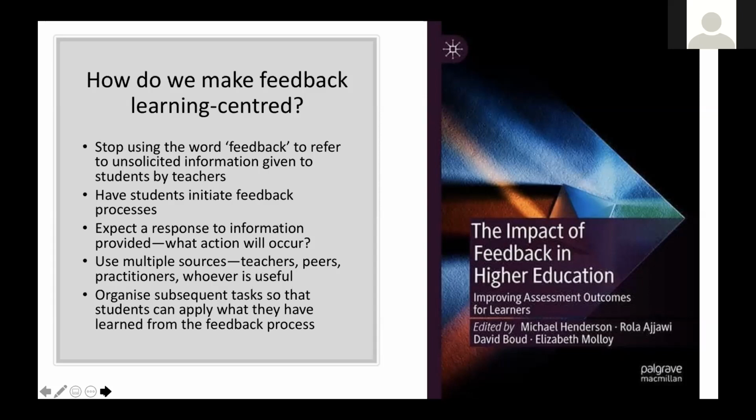We need students to ask us what they would find most helpful. We need to have feedback in a way that students respond to comments that we make, and we sequence work so that students can demonstrate that they've made use of feedback information in subsequent tasks. And again, if you want to follow this up, we've got a book that came out last year on the impact of feedback in higher education. And this is not students' feedback on teachers, but feedback to students on their work.